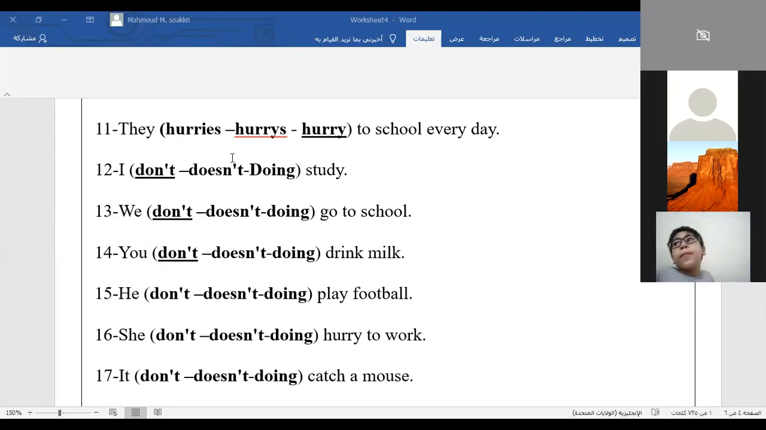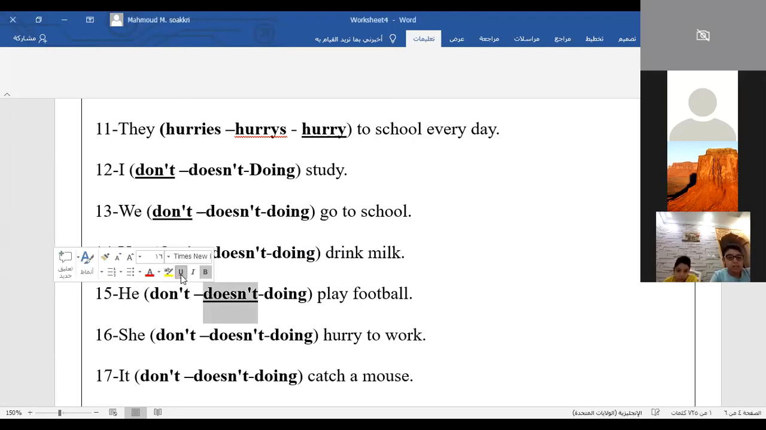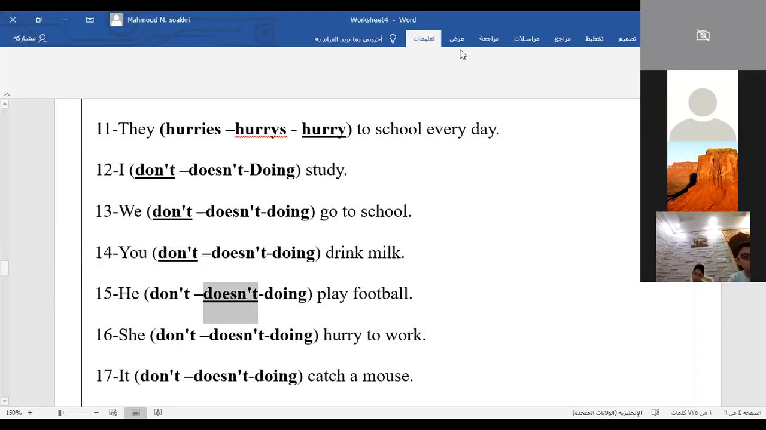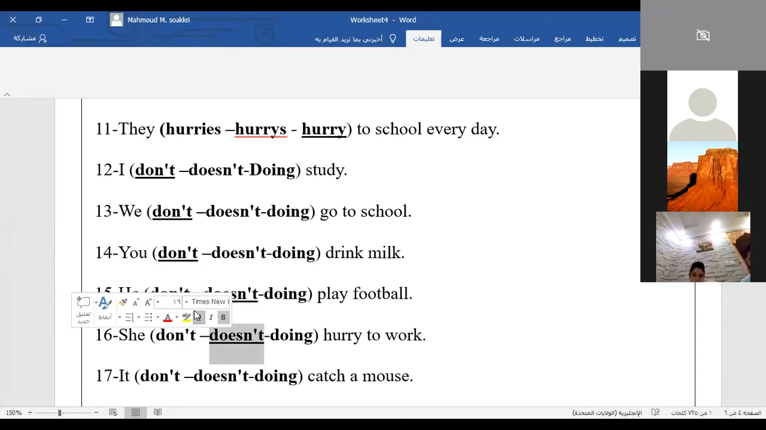Muhammad Hilmi, 15. Read. He doesn't play football. Excellent. Muhammad Hilmi, can I say he don't? No. Thank you. That's right. Ahmad Hilmi, 16. She doesn't hurry to work. Excellent, Ahmad Hilmi.